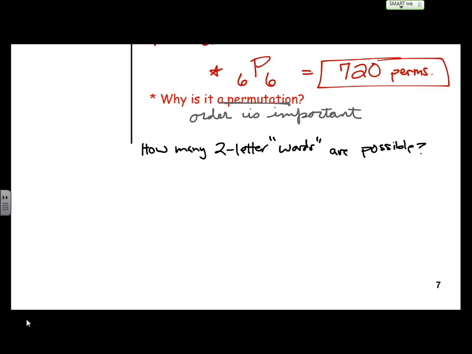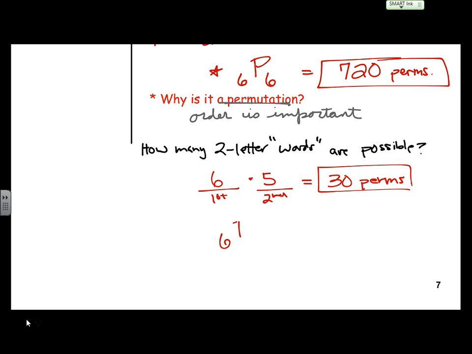How would we do, or what would we change for 2-letter words? You guys already saw me say, what if we're only choosing 2 letters? 1 and then 2. We already saw it be 6 and 5 and 30 different permutations. But question, kiddos, how would that look using nPr? Not National Public Radio. 6 and 2? No, 2 and 6. 6 and 2. You have 6 total, and you're only using 2 of them. Does that make sense? Fundamental counting principle is possible.